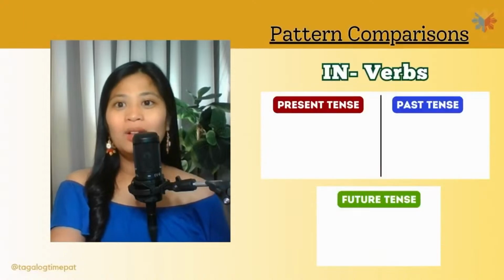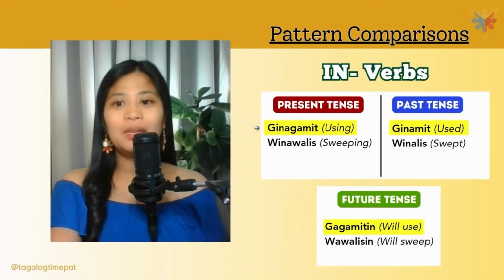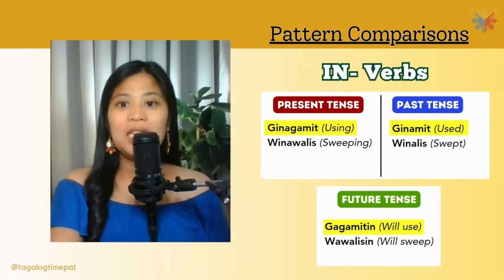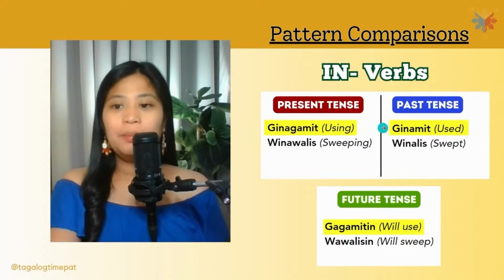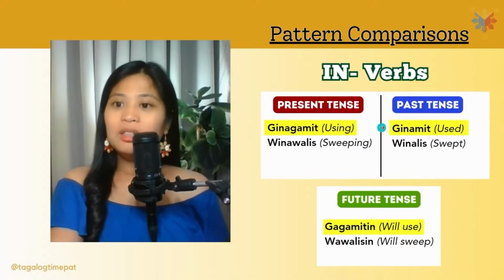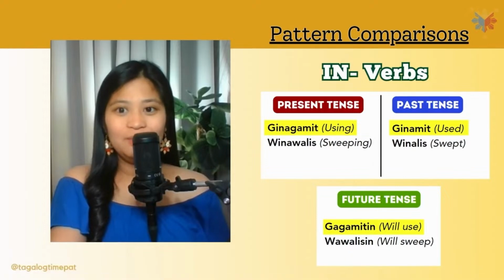Let's compare all of the conjugation patterns for in-verbs. We'll just take a look at the ones highlighted in yellow. So gamit means to use. In the present tense, it's ginagamit, using. In the past tense, it's ginamit, used. And then the future tense, gagamitin, will use. So very interesting there.